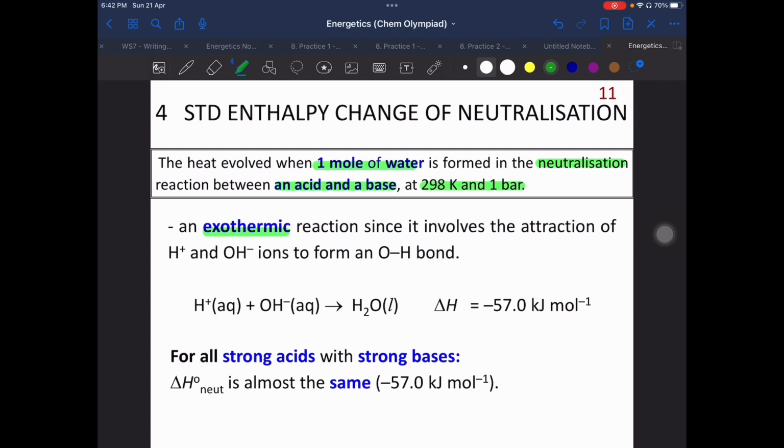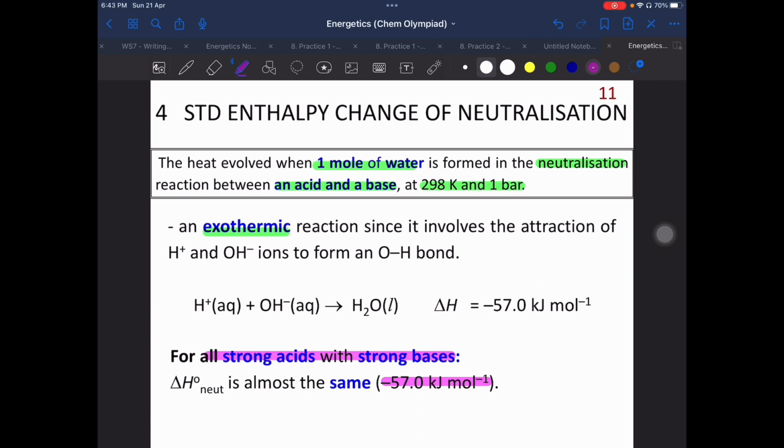An additional piece of information to take note of is that in the syllabus, you will come to realize that the standard enthalpy change for most strong acids and strong bases is always constant at negative 57 kilojoules per mole. This will be the energy released when strong acids and strong bases react together.